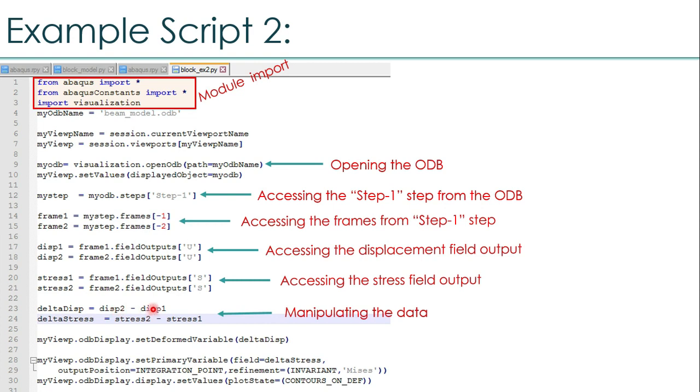So we are finding the difference of this displacement data from the second and first frame. Similarly, from the stress data from the second frame and stress data from the first frame, we are manipulating and finding the difference, right? Important point here is we can access the data, we can manipulate the data, and we can plot the contours also. So what we are doing here is we are showing the delta stress here. Okay, so that also we can do.